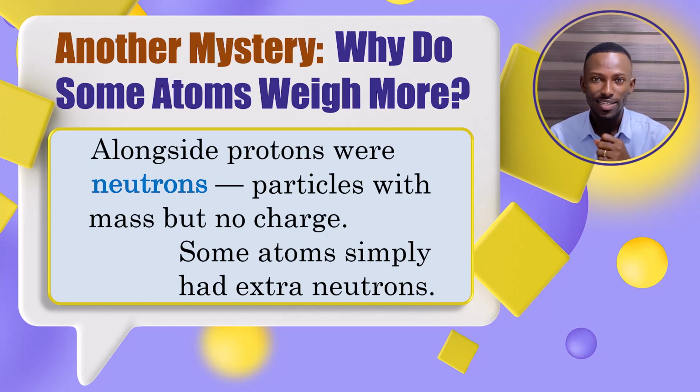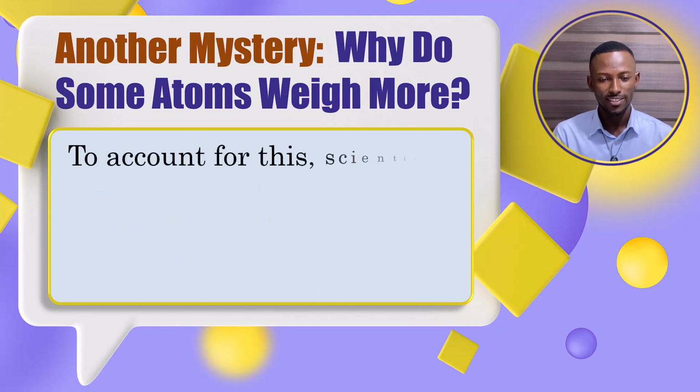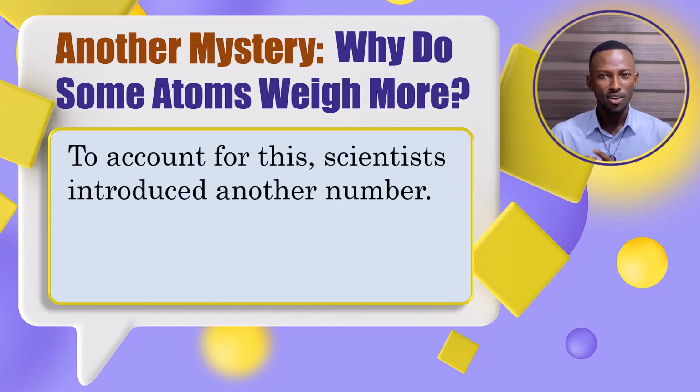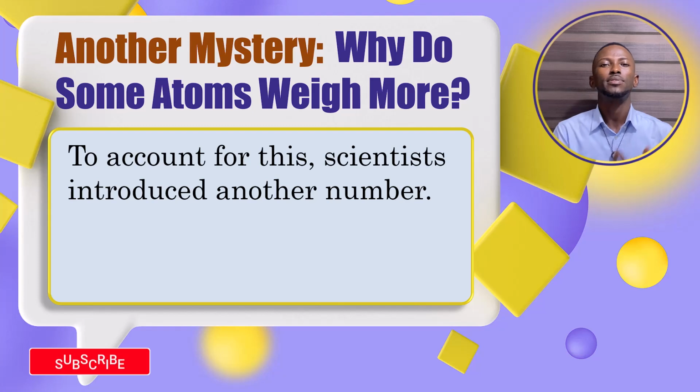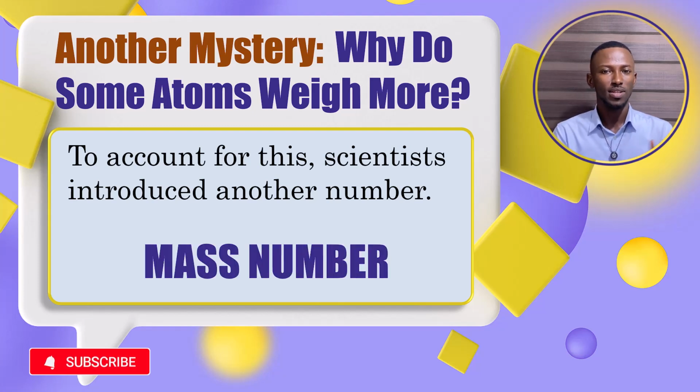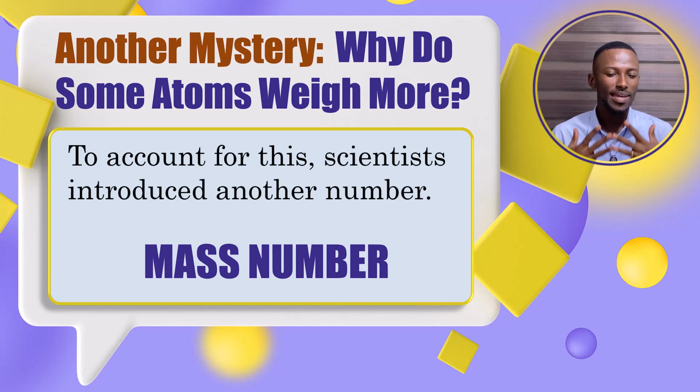And in future lessons, we'll be discussing isotopes. This difference in neutron numbers leads to formation of what we call isotopes. So we'll be discussing that in future lessons. So in order to account for this observation that atoms of the same element end up having different masses, they came up with a different number, and that number was known as the mass number. And mass number was also called atomic mass. That is the mass of the atom.